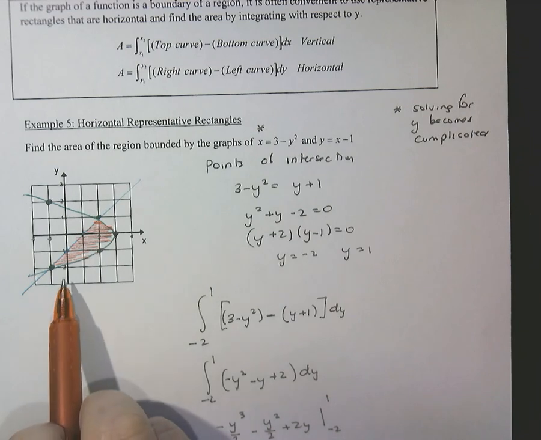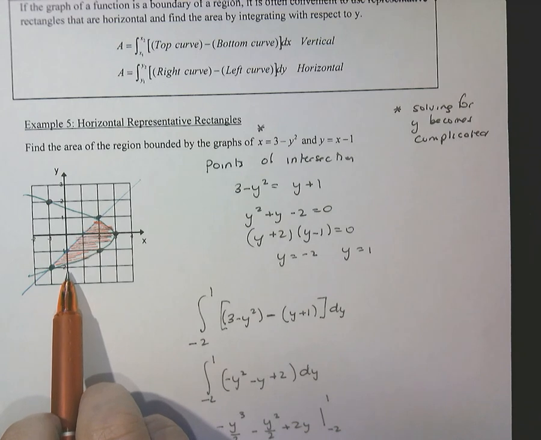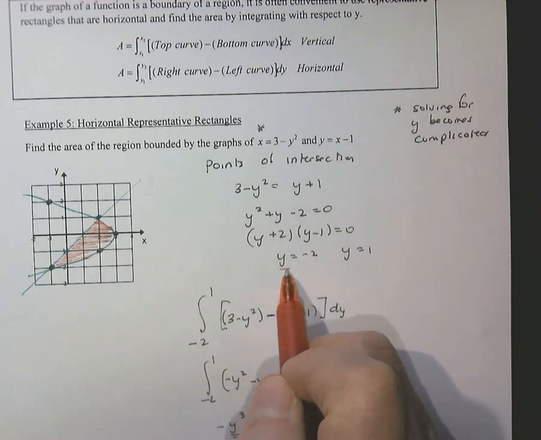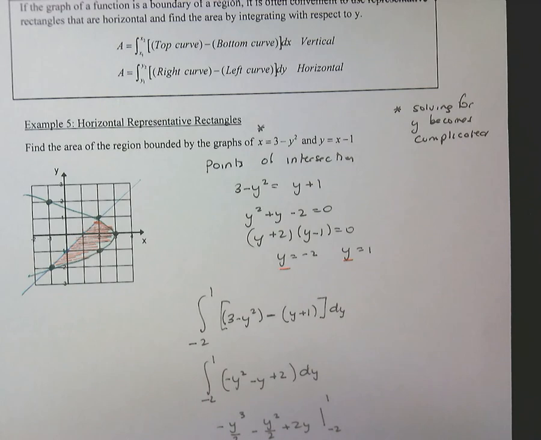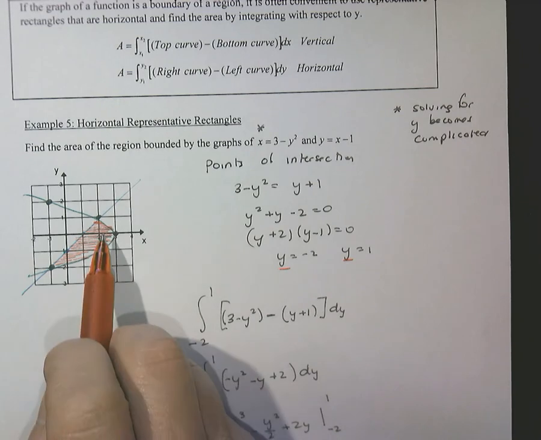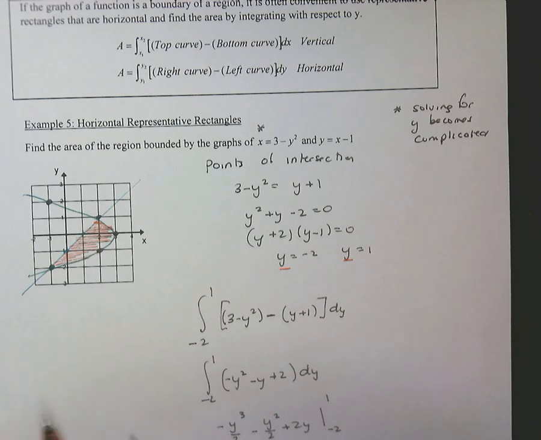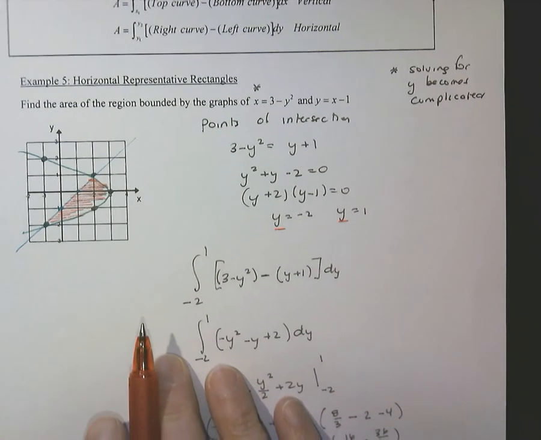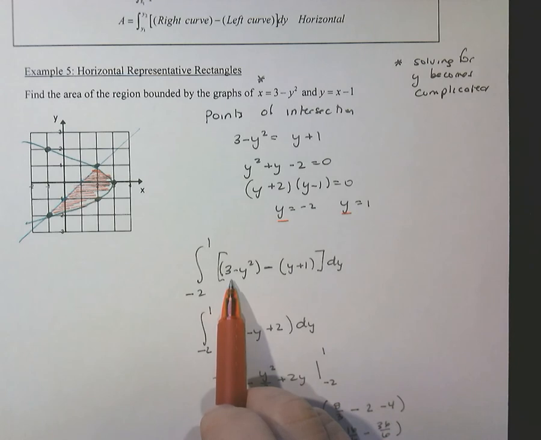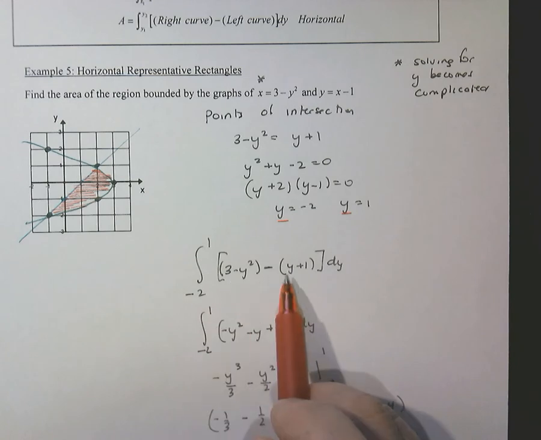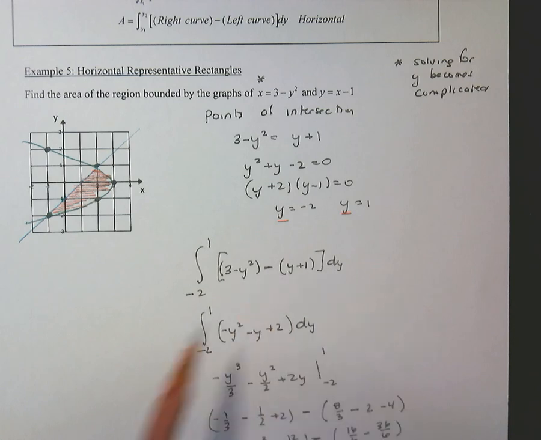So now what I have to find is the points of intersection, but I don't care about the x values. I care about the y values. So notice I'm using y. I'm going to have to take the function on the right and subtract the function on the left. So the function on my right is my parabola, 3 minus y squared. My function on the left is the line, this y plus 1. I'm going to subtract them.